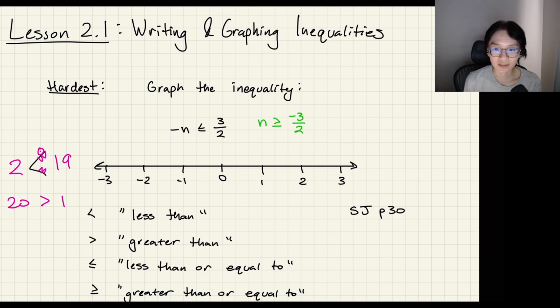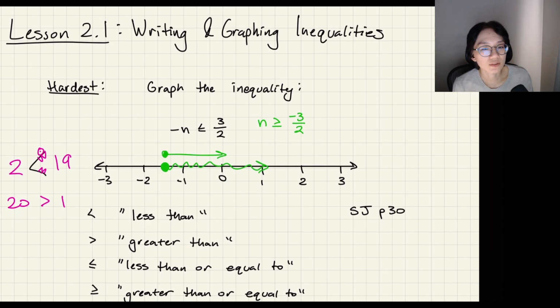-3/2 is the same thing as -1.5. -1.5 is right here. Is it open or closed? It's closed because it can be equal to. And the line is supposed to be n, and n is bigger than -3/2, so it's supposed to be bigger than -3/2. So that's what that's supposed to be.